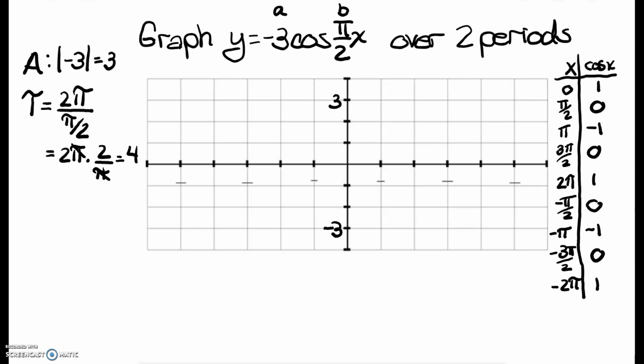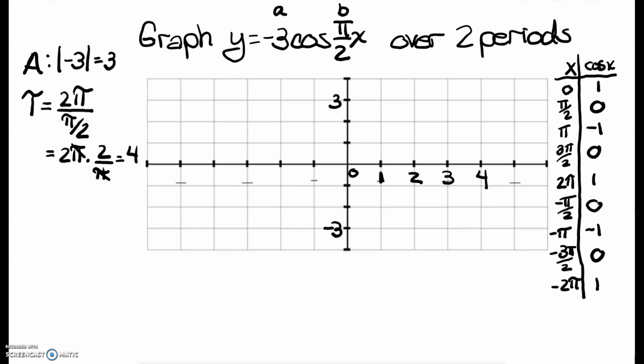So again, I'm going to count off 4 tick marks: 1, 2, 3, 4, and I'm going to label this 4. Because this is just a basic number, this should be fairly easy. The midpoint between 0 and 4 is 2. The midpoint between 0 and 2 is 1. And the midpoint between 2 and 4 is 3.